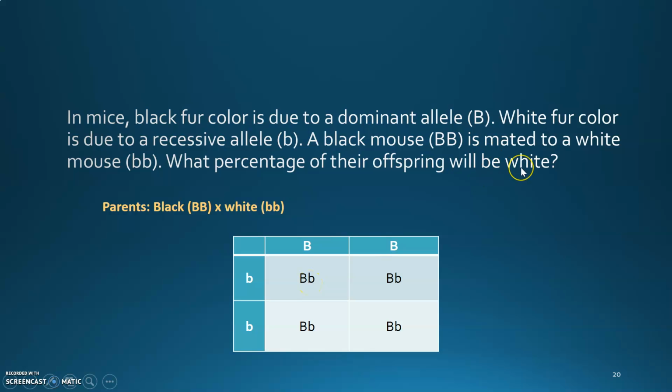And since we know that in order to be white, you have to be homozygous with two small b alleles, none of these offspring are going to be white, right? Because they are all heterozygous, which means they are all going to be black, because black is completely dominant over white.